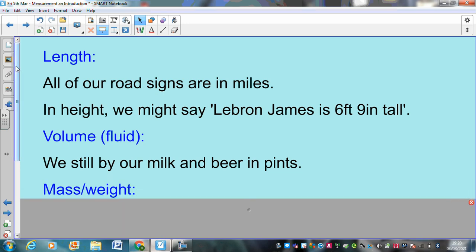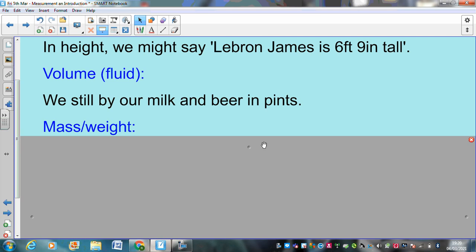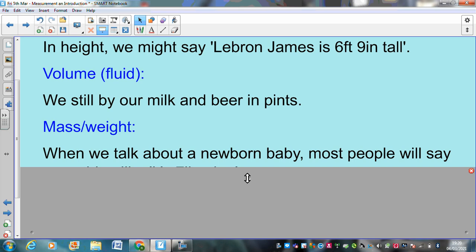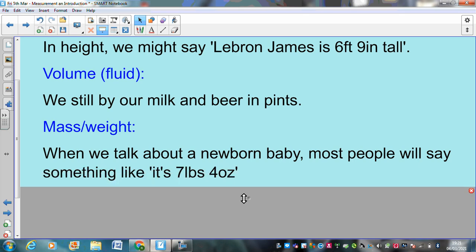And weight. When do we use old-fashioned weight? We also call weight mass. I'm not going to go into the technical details of why they're not quite the same thing. You'll do that when you're at secondary school. So, how about when a newborn baby is born? Most people in this country will say something like, oh, it's 7 pounds 4 ounces. We don't very often say how many kilograms a baby is.